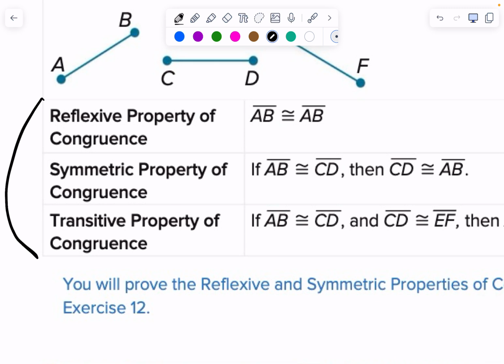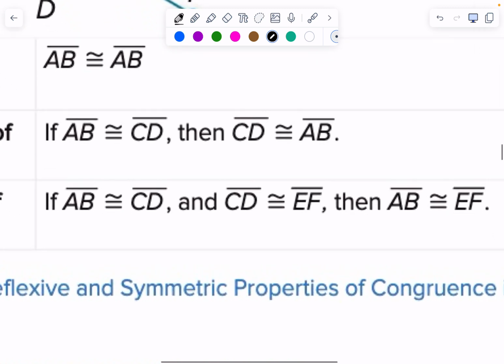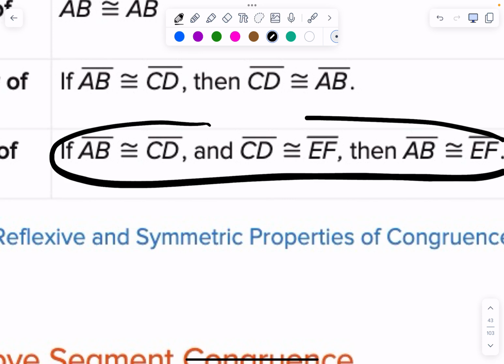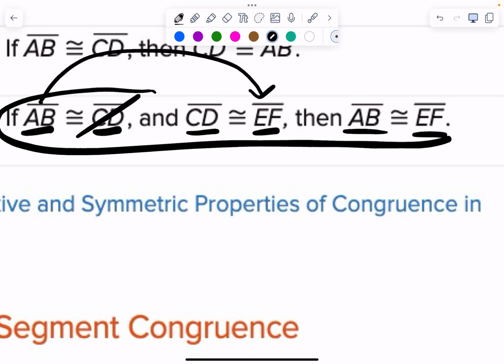All right? We have something called the reflexive property, the symmetric property, the transitive property. Okay? I'm going to start with the transitive property because that's something that we've seen before. Look at the 3rd one, the transitive property. Right here. This says if AB is congruent to CD and CD is congruent to EF, then AB is congruent to EF, right? Like I skip over the CD.